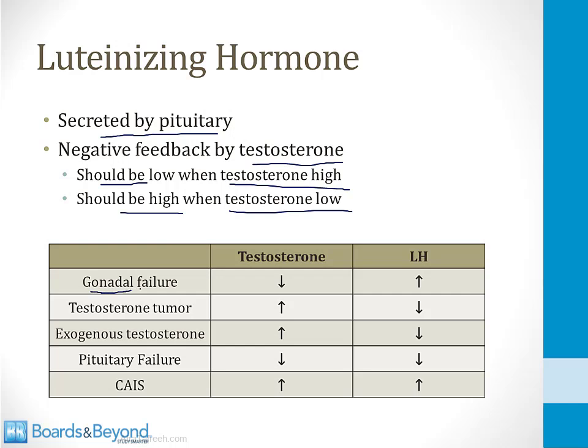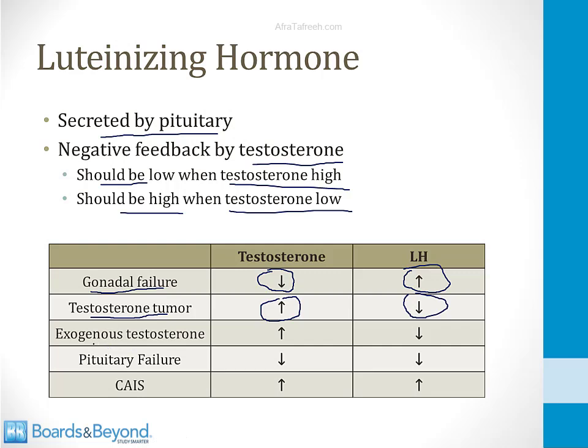So if the gonads in the male fail for any reason, there will be low testosterone levels because the gonads aren't working, and the pituitary will respond by releasing lots of LH, so the LH level will go up. If there's a tumor in the male producing testosterone, then the testosterone level will be high, but it's not coming from the gonads, it's coming from the tumor. The pituitary will respond by decreasing the level of LH.